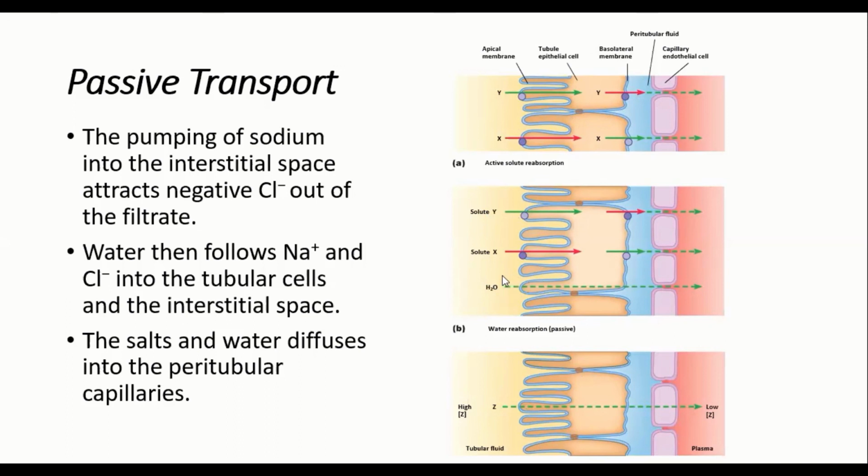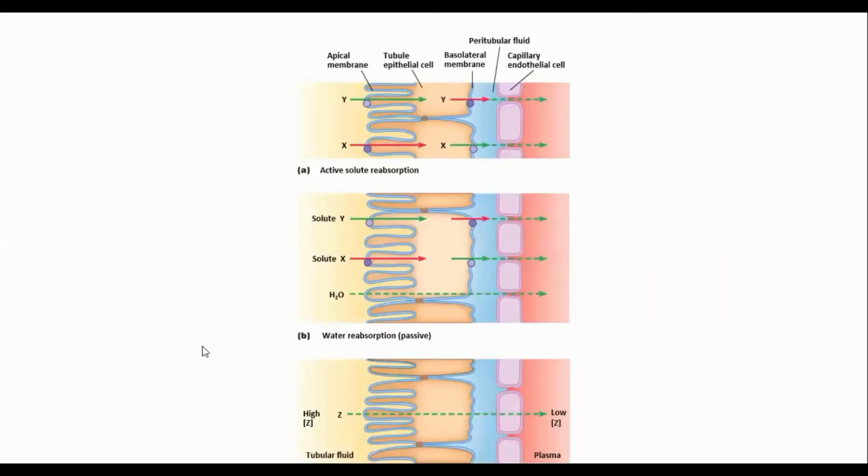Water is going to basically follow these solutes. So as we move a bunch of solutes into this space and highly concentrate these ions, water via osmosis is going to want to water down that concentration of the solutes. So it's going to flow into this area and into the capillaries as well. So basically all of this is being controlled by this active transport of the sodium in this example. And that's just all three of them at once.